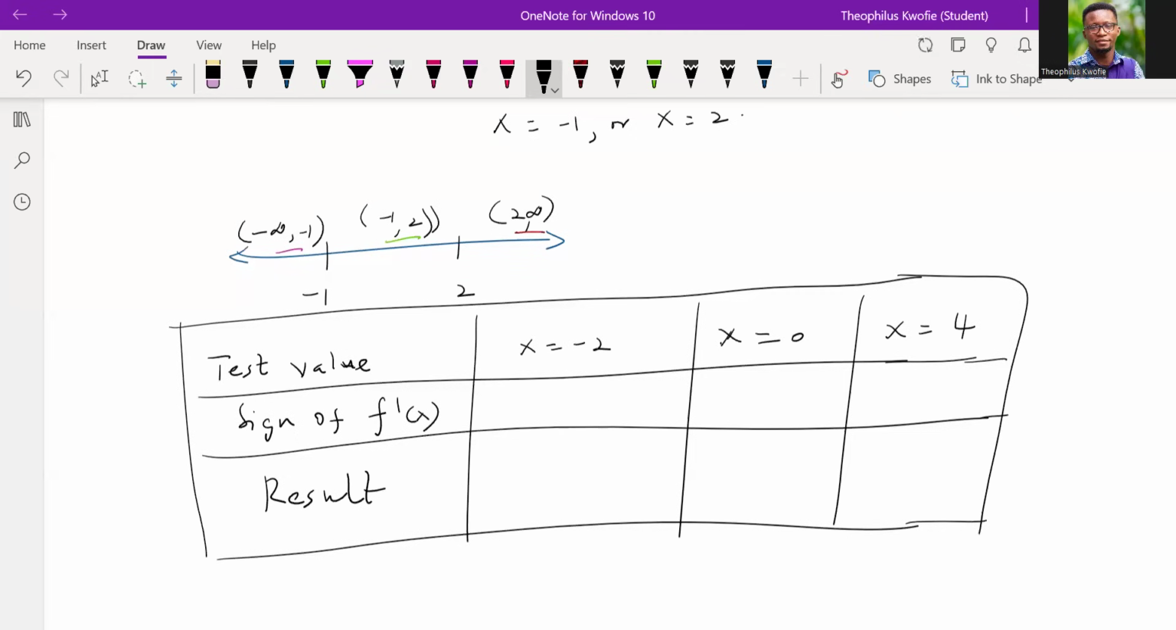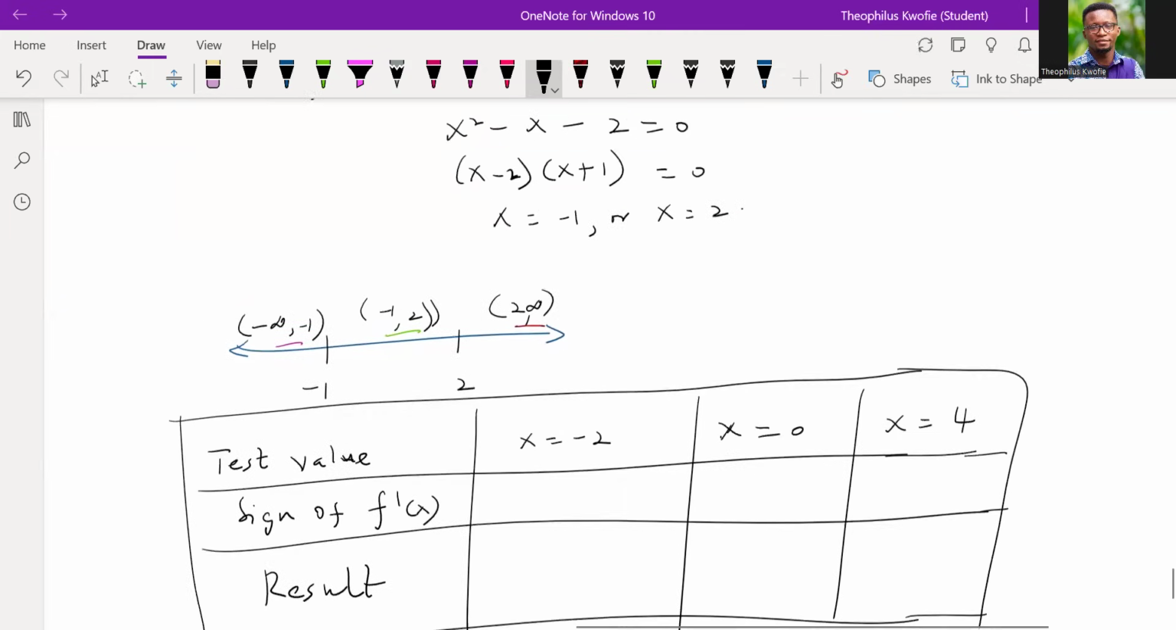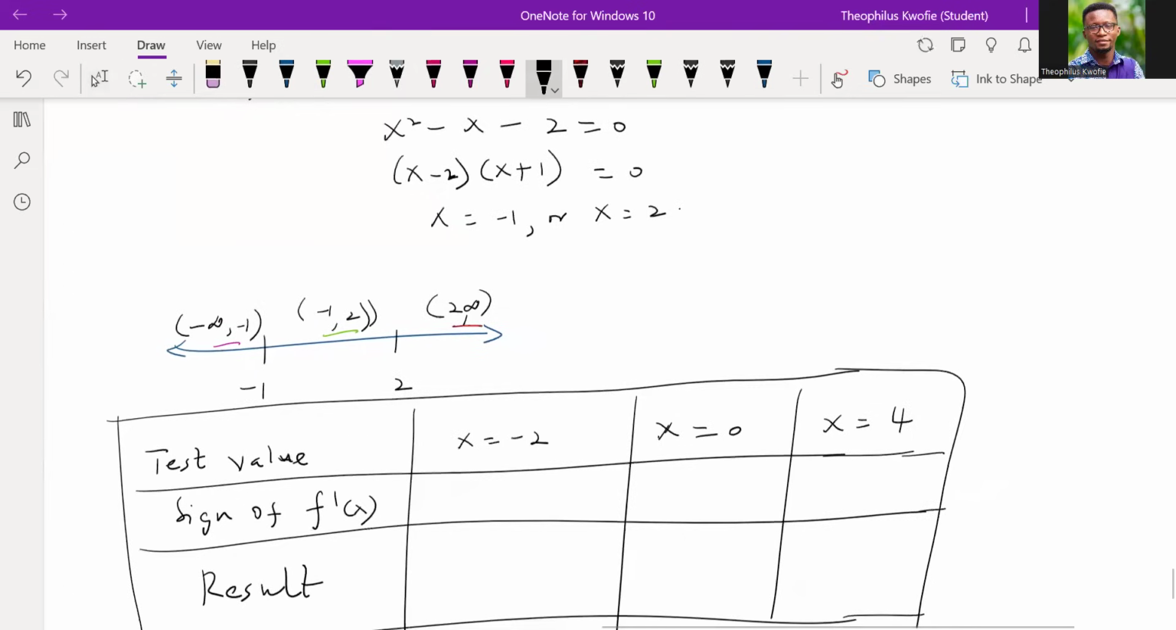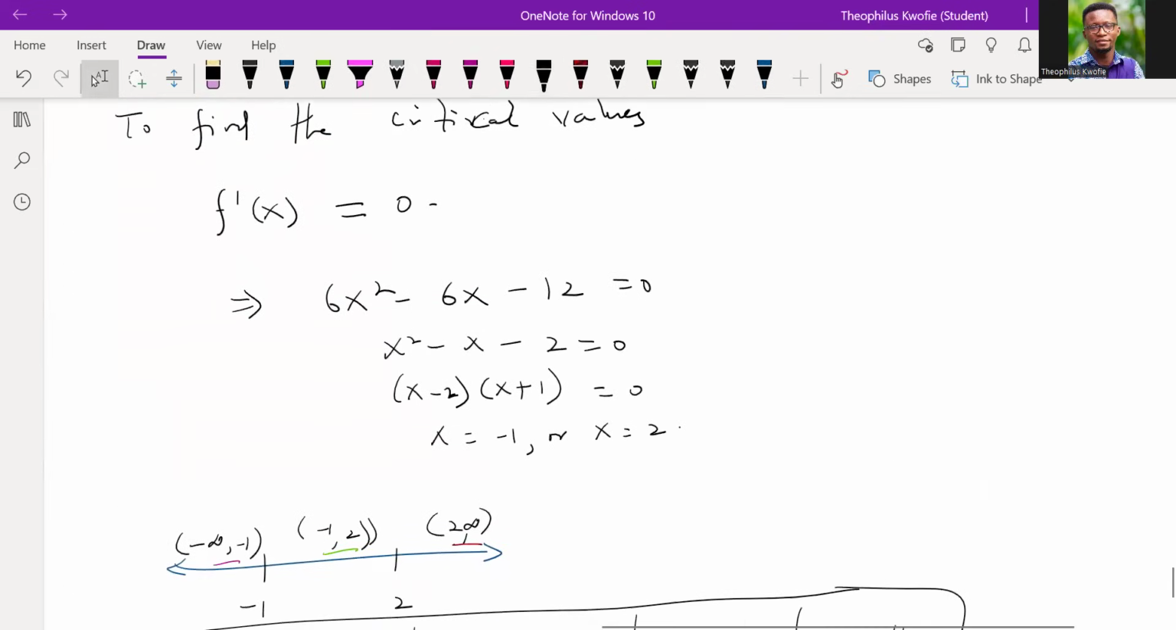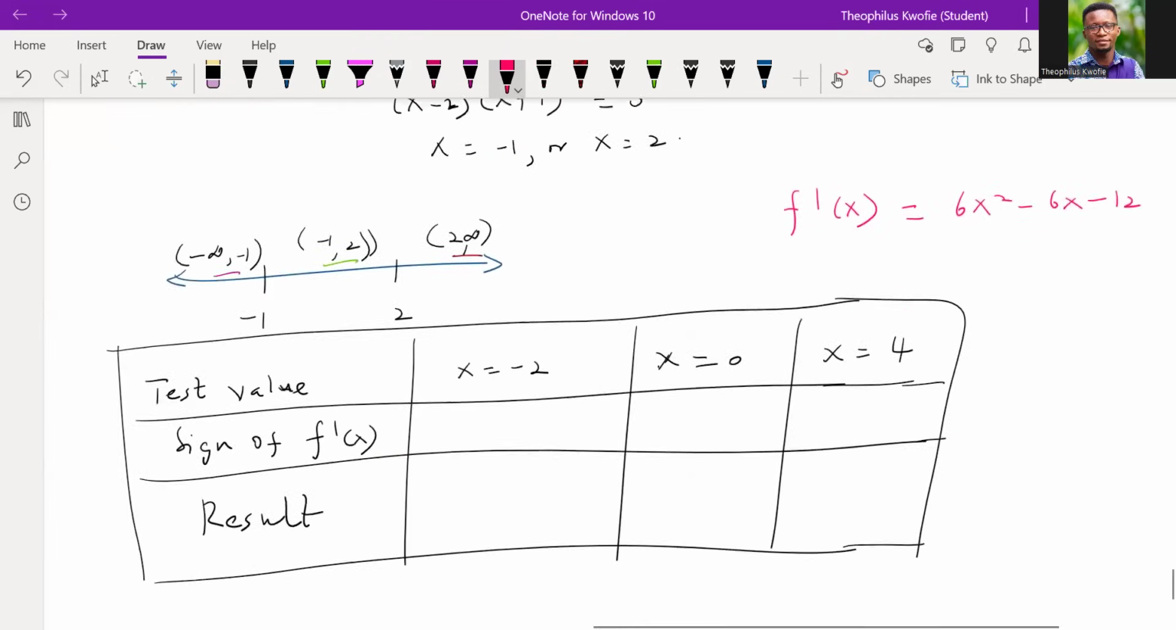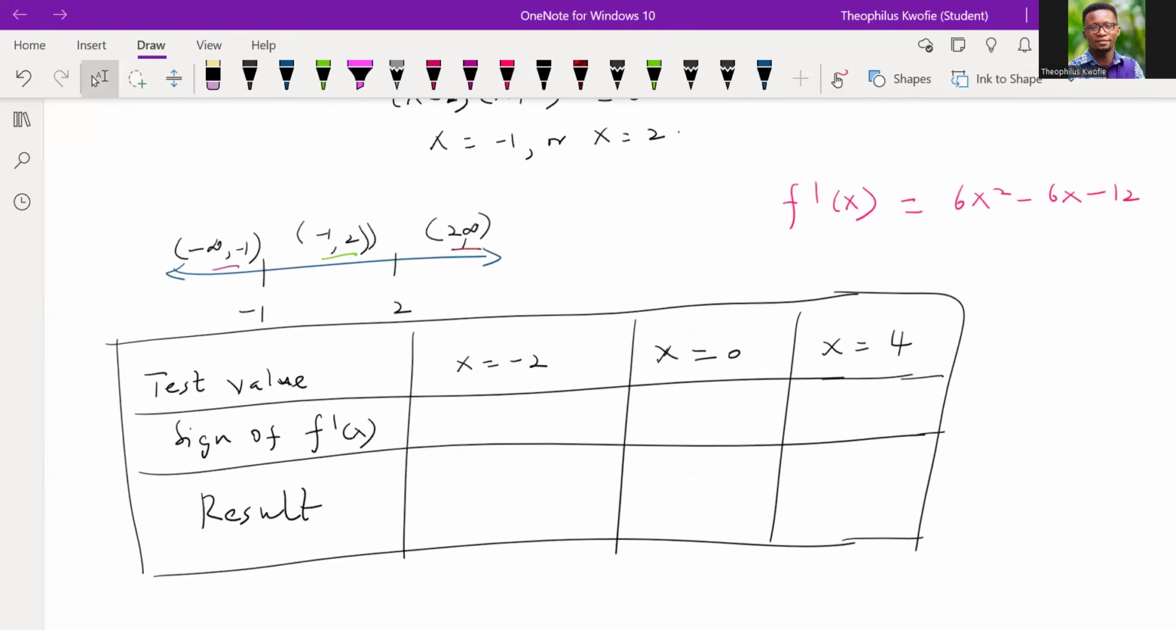our simple table. Now, what we're going to do is plug these values into the f prime of x. Remember that our f prime of x was given as what? It was 6x squared minus 6x minus 12. So you're going to plug these values into the f prime of x. F prime of x is the slope, or the first derivative.